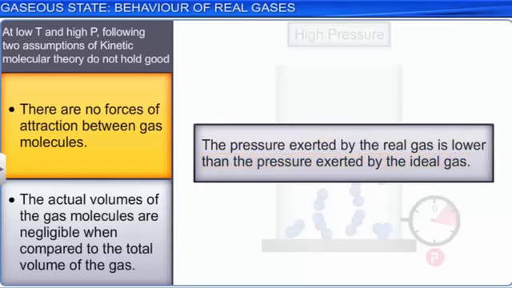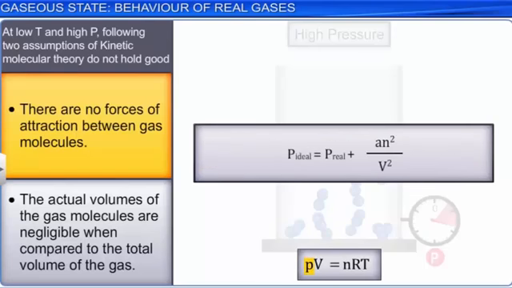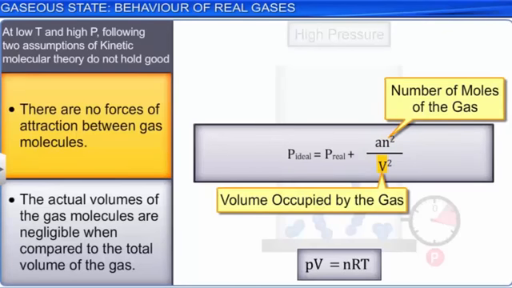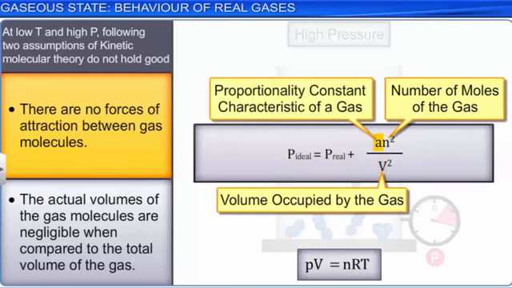Hence, the pressure in ideal gas equation is corrected as P ideal is equal to P real plus A multiplied by n squared divided by V squared, where n is number of moles of the gas, V is the volume occupied by the gas, and a is the proportionality constant characteristic of a gas.